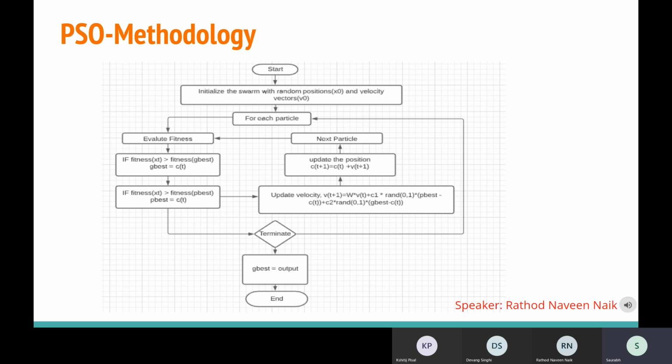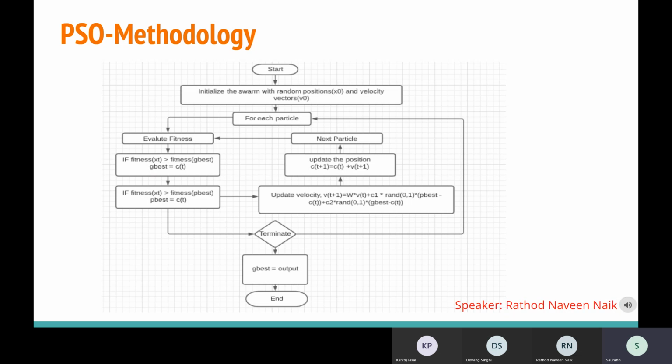evaluated fitness. Then after comparing with the global best, we need to compare with the particle best. So when the fitness of the evaluated particle is greater than the fitness of the particle best, then we need to assign the particle best as the evaluated fitness. After identifying the fitness values, we need to update the velocities with this expression. In this, C1 and C2 are constant values. Then after updating the velocities, we need to update the position with the help of the updated velocity.